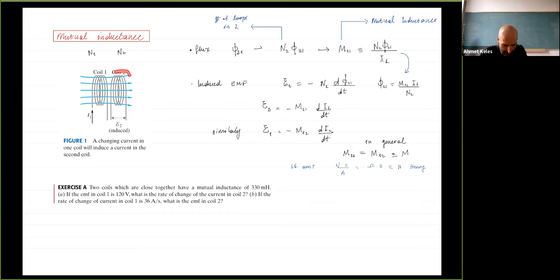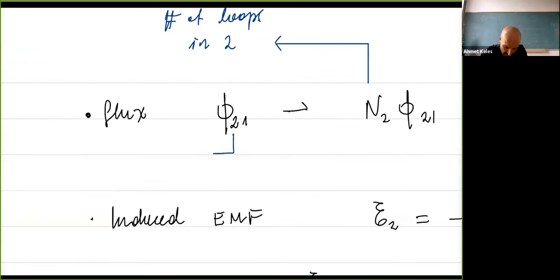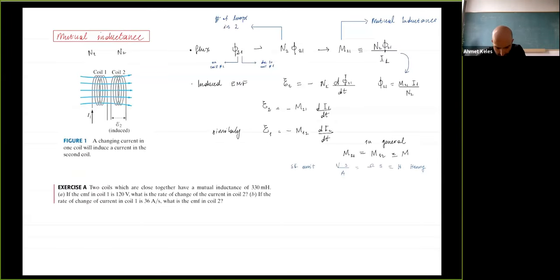Now we can define something in coil two. The flux on coil two, phi B, this is phi two due to one. Maybe I can write this, something like that. On coil number two, due to coil number one. You all know about this notation. And if you have N loops, like one, two, three, four loops, for example, the total flux will be N2 times this flux.